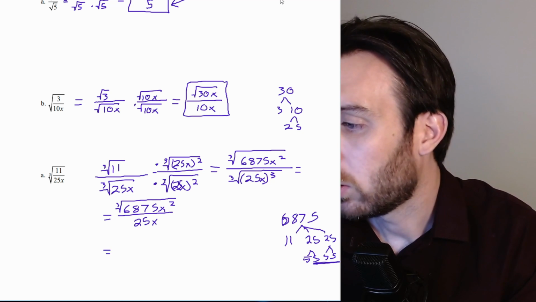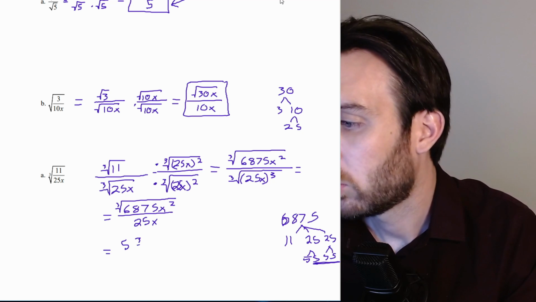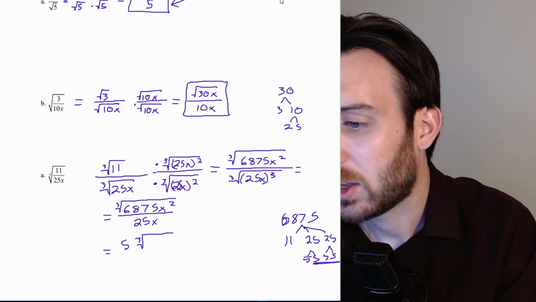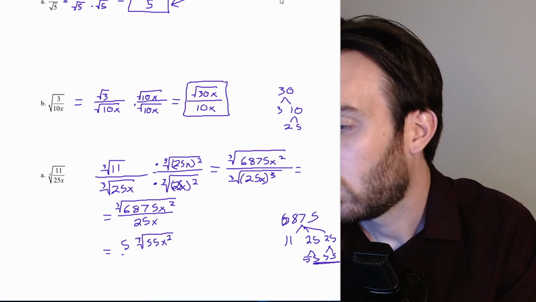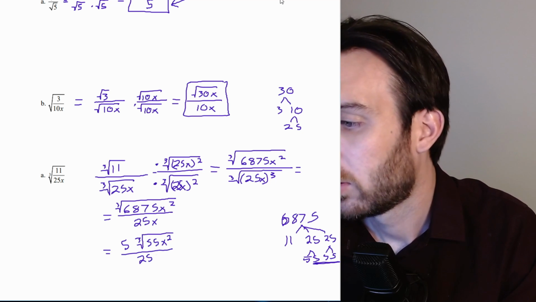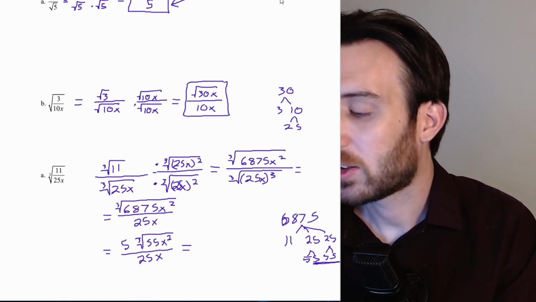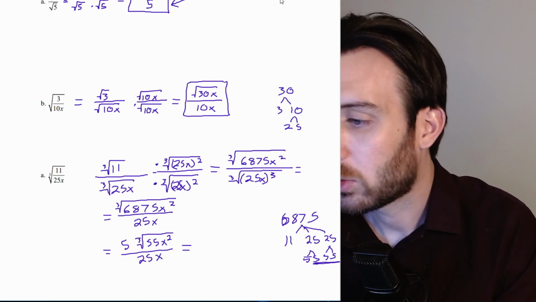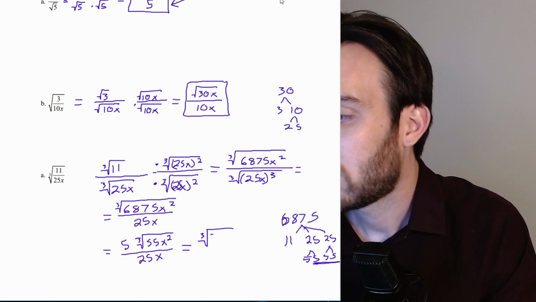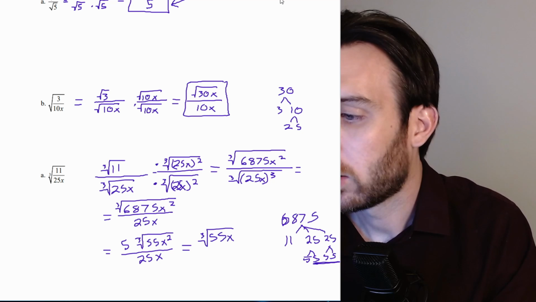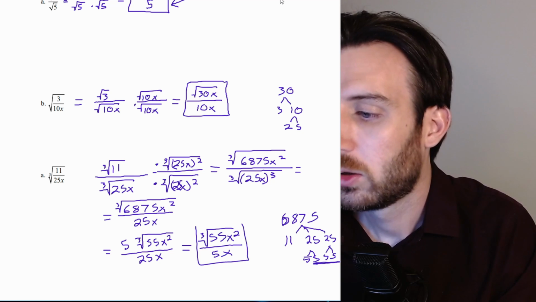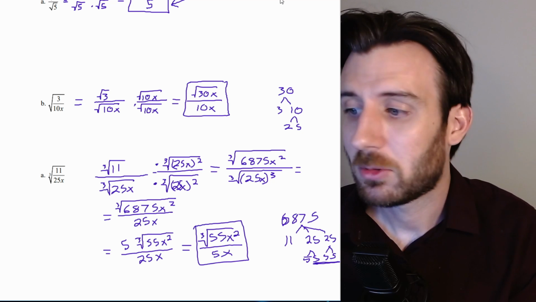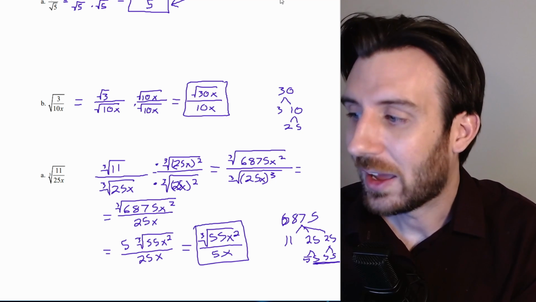So that's going to equal 5 cubed root of whatever's left behind. 5 and 11 gives me 55 x squared over 25x. Oh, and I can simplify once more because I have a 5 on the top and a 25 on the bottom. That would give me a cubed root of 55 x squared over 5x. Whew, crazy. But that's exactly what happens when I try to rationalize the denominator.